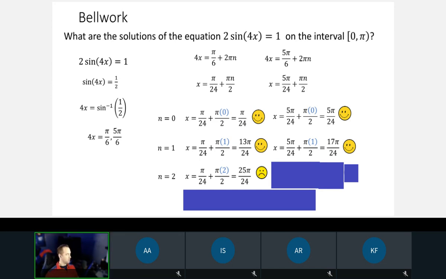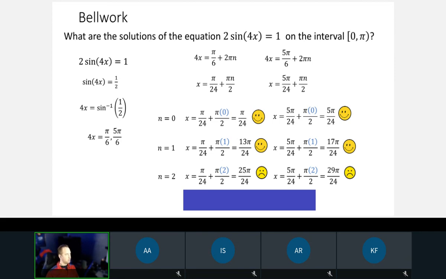We still have to plug this into the other equation because we could get a happy face or a yes for this other equation. Don't always assume that if the first one's no, the second one will be no. We plug that in, we get 29 pi over 24. That's like 1 point something pi also. And that is not between 0 and pi, which is our restriction for the interval.